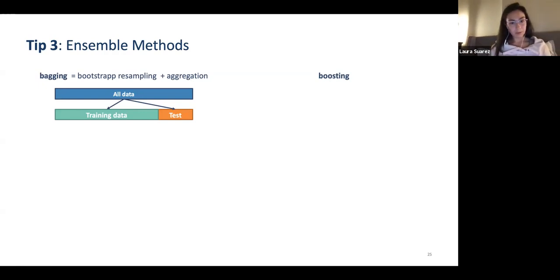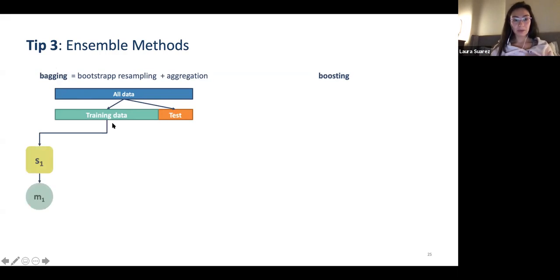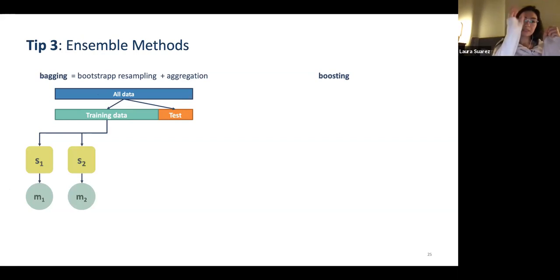So one type of ensemble method that we have is bagging, which is a contraction for bootstrap resampling plus aggregation. In a bagging scenario, we take different bootstrap samples. Bootstrap resampling is a resampling technique in which you sample your data points with replacement. You have your training data set, you do a bootstrap resampling, meaning you create different data sets of the same size, but you sample with replacement each of those. And then you use these new samples to train the model.